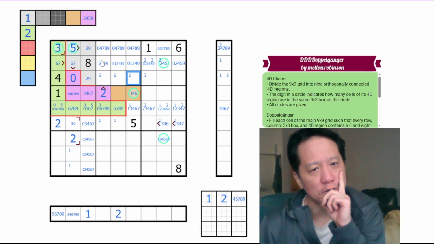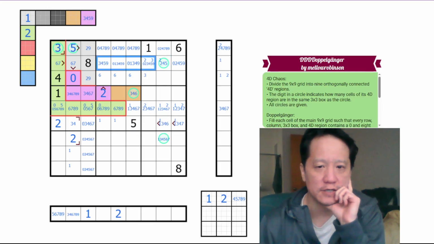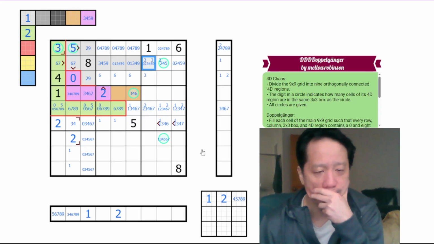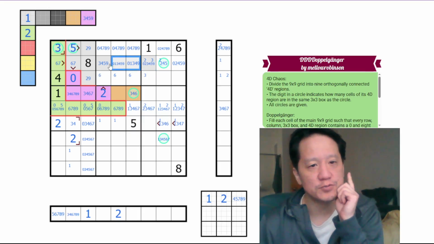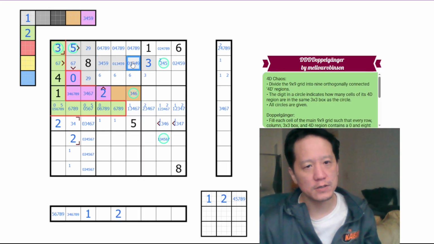Interesting. So if this is all light, that's interesting. I guess 2 still could be there. Yeah. This would not have a 3. This would have to be a 3. This would then be 4 here. Okay, so we're guaranteed.